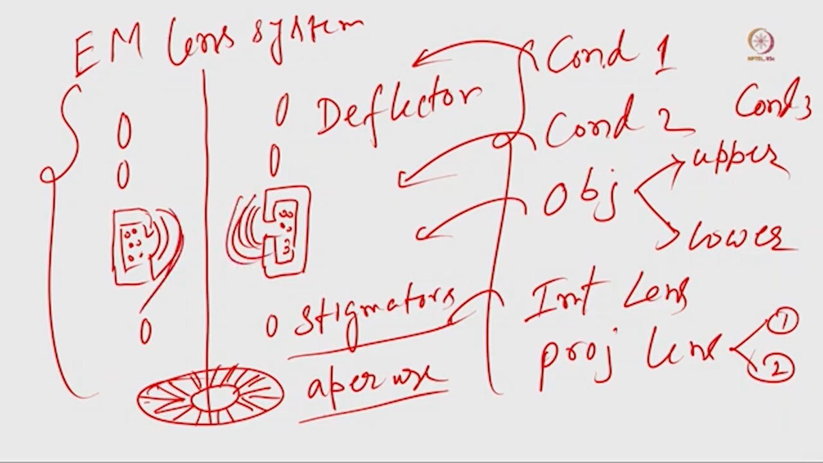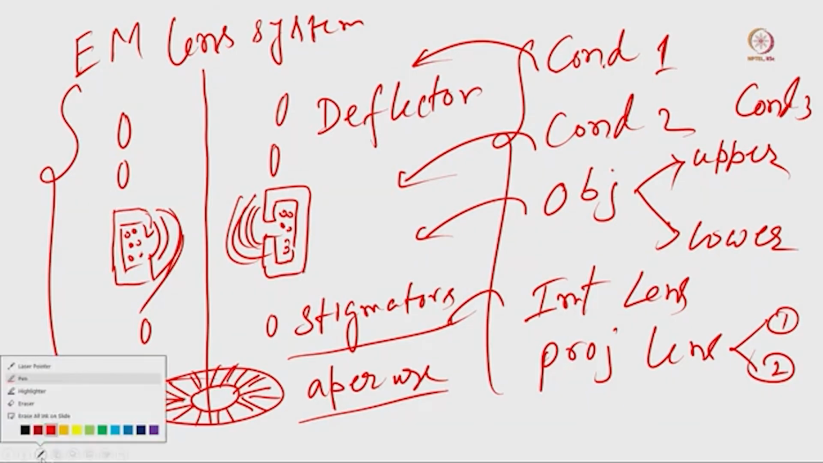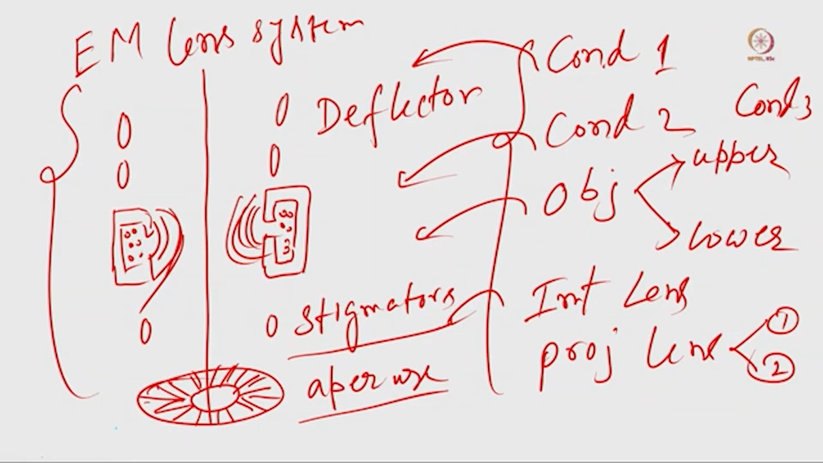Now what is the role of the deflector? Sometimes the electron beam is not coming through the axis, it is deviated from the axis. If I use a different color here, suppose my electron beam is coming from this direction, not following the optical axis. Then definitely most of the electron beam is going to be blocked here, and that is not a very ideal scenario, right?